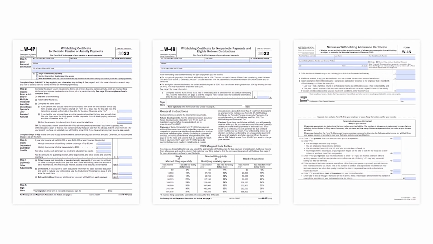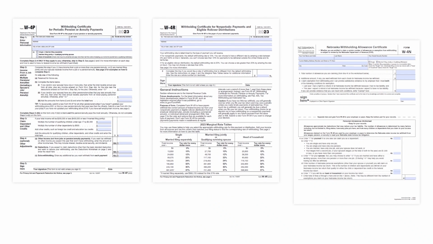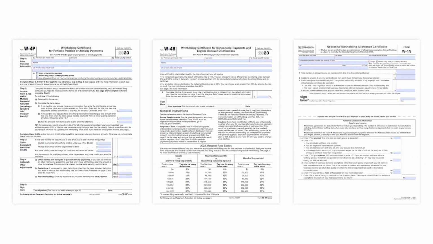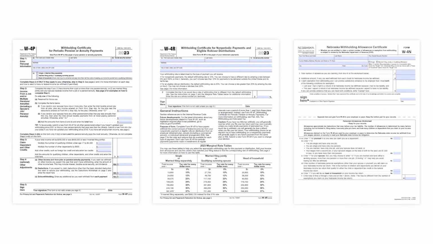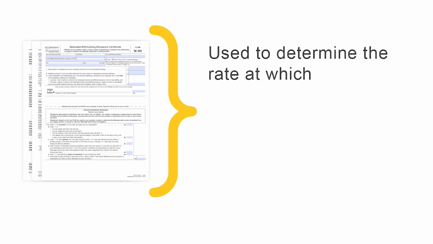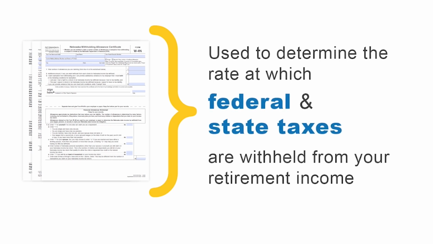Welcome to the NPERS W4P, W4R, and W4N Tax Form Guide. In this video, we will be reviewing the W4P and the W4R Federal Tax Forms, as well as the W4N Nebraska State Tax Form. These three forms are used to determine the rate at which federal and state taxes are withheld from the various types of retirement distributions.